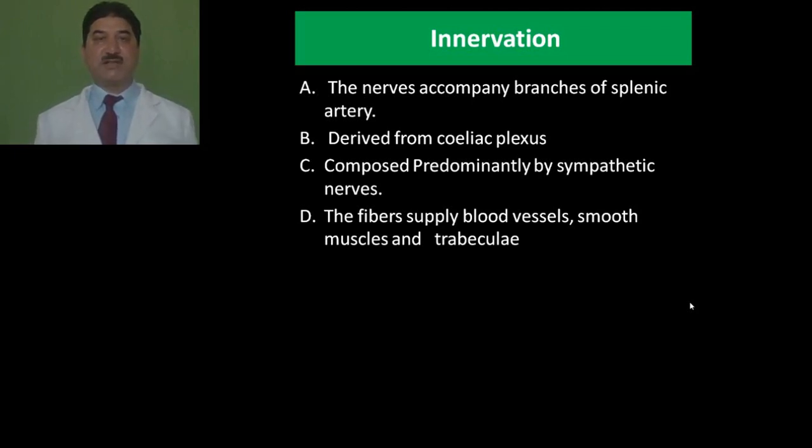They are derived from celiac plexus, which is composed predominantly of sympathetic nerves. The fibers supply blood vessels, smooth muscle, and trabeculae of spleen. They are vasomotor.